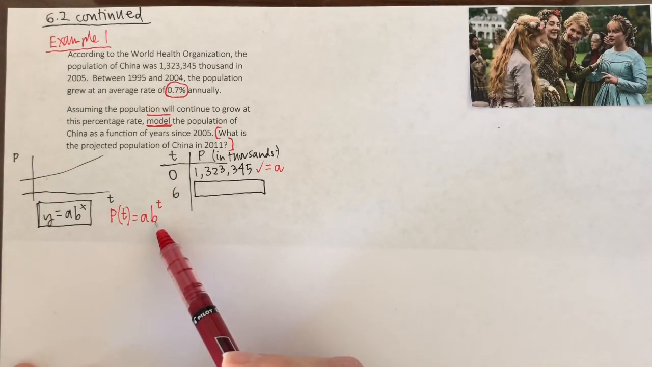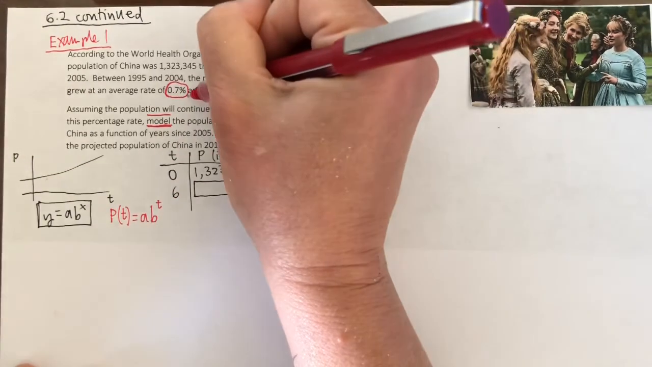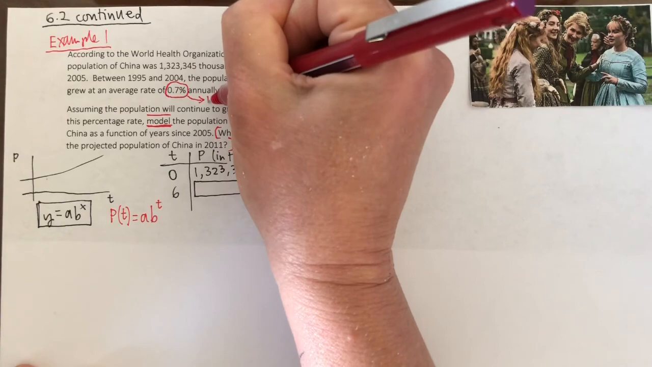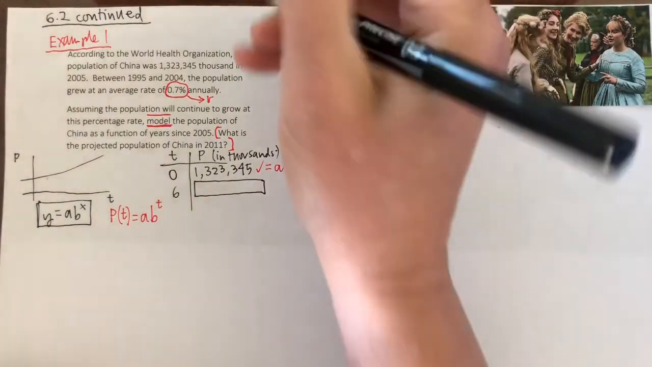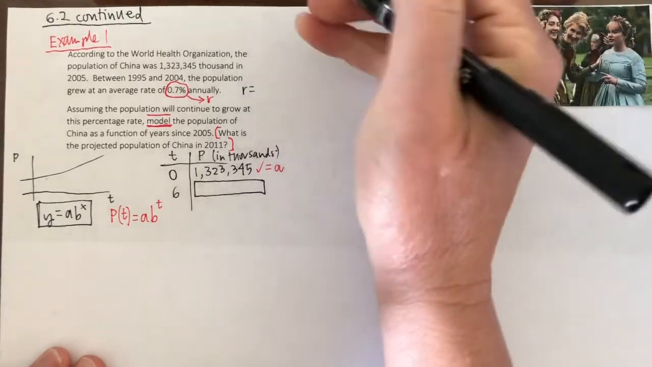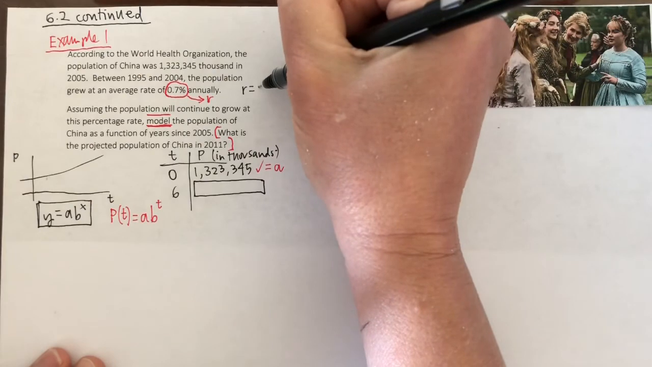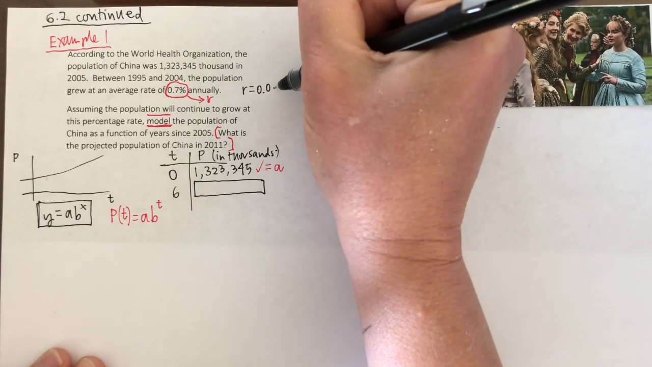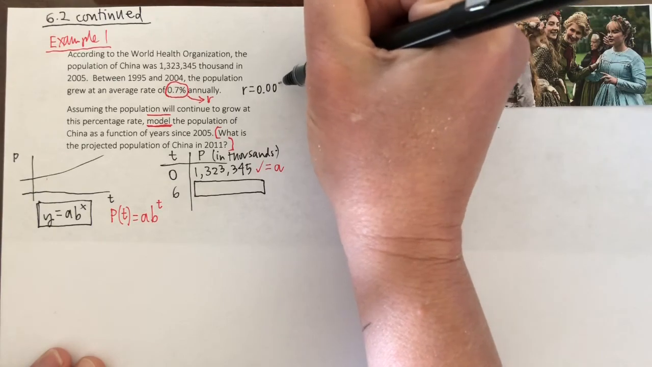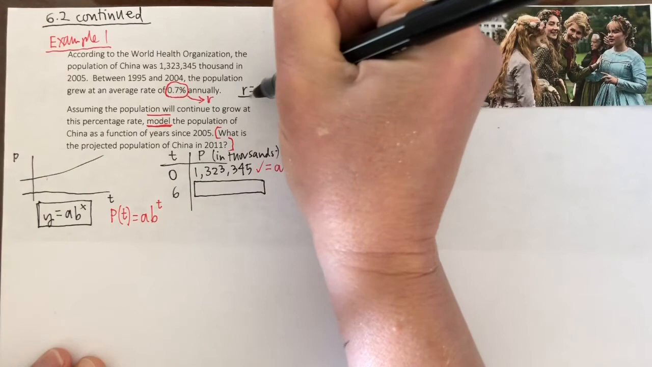Second question is, do we know the growth factor? No, but we know something related to it. This is not b, but this is the percentage rate of change. So I know that r equals, and I can't put 0.7 because I'm going to take it into an equation. I have to use the decimal representation, 0.007. This is what r is.